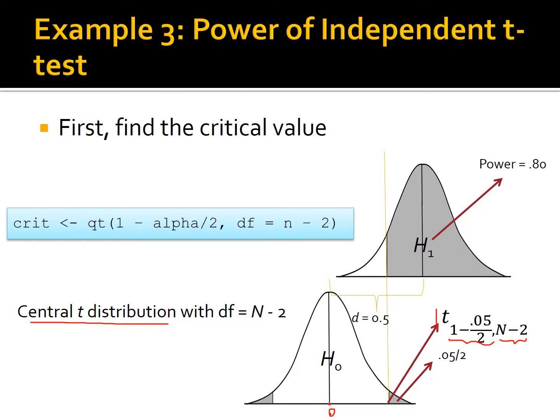So we can write down the critical value in R code, which is equal to qt. qt will change from the percentile proportion to the percentile point, or the t value. So I put 1 minus alpha over 2 over here, and the degrees of freedom is n minus 2.